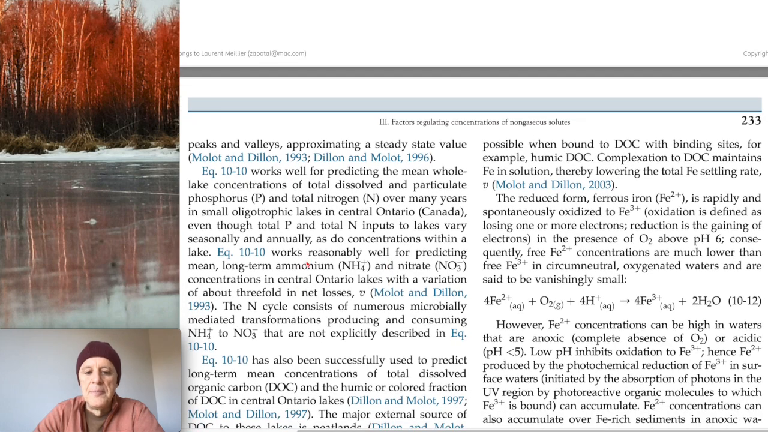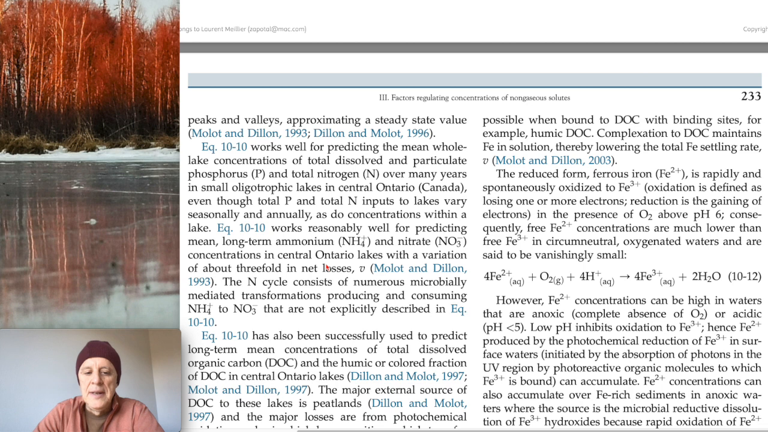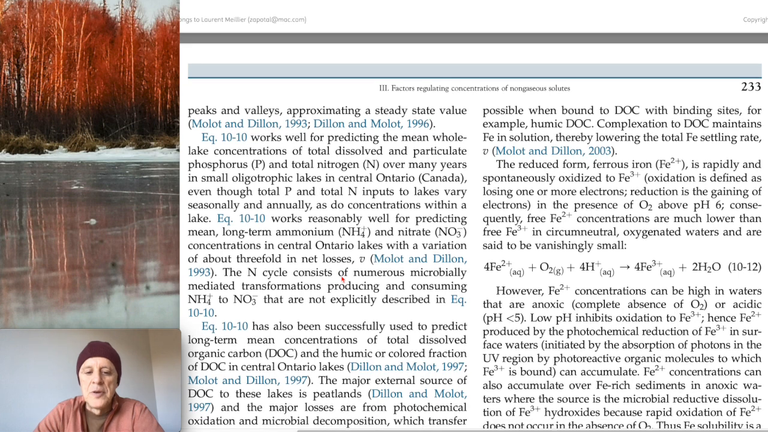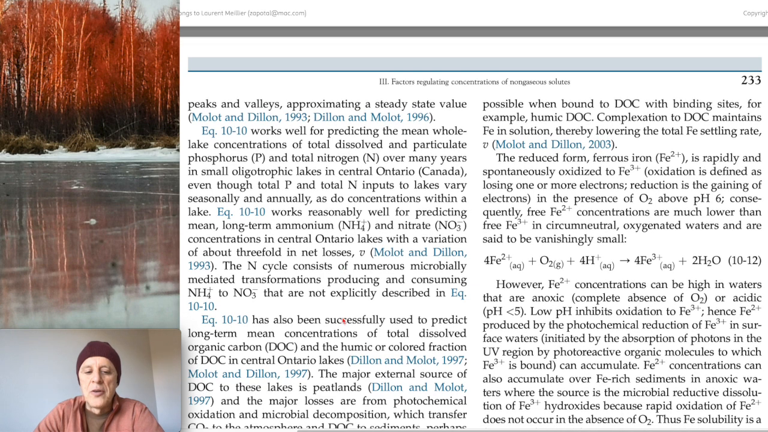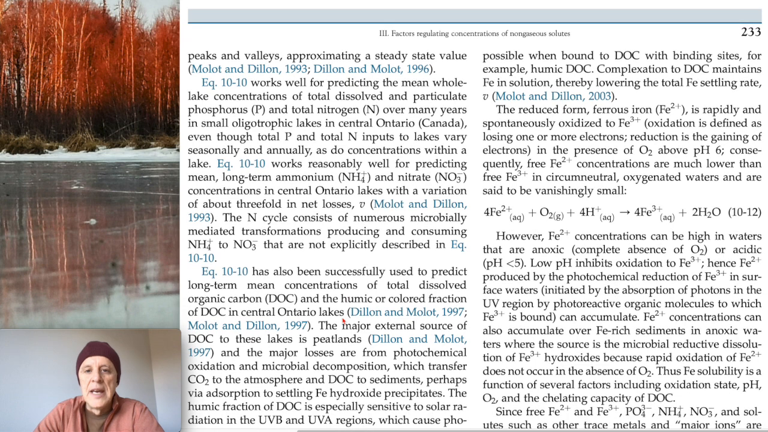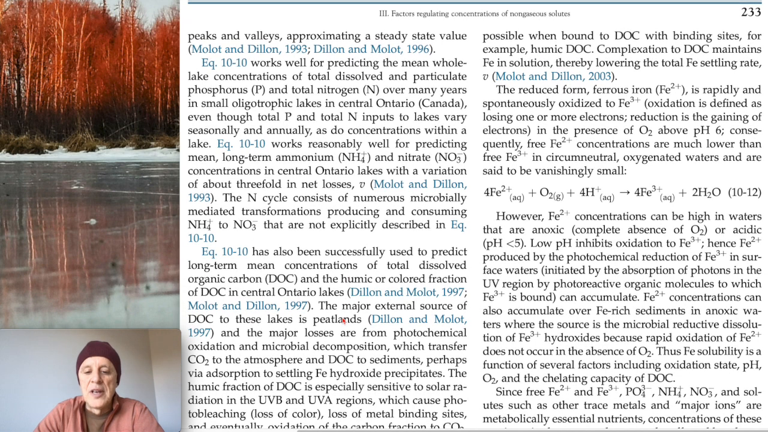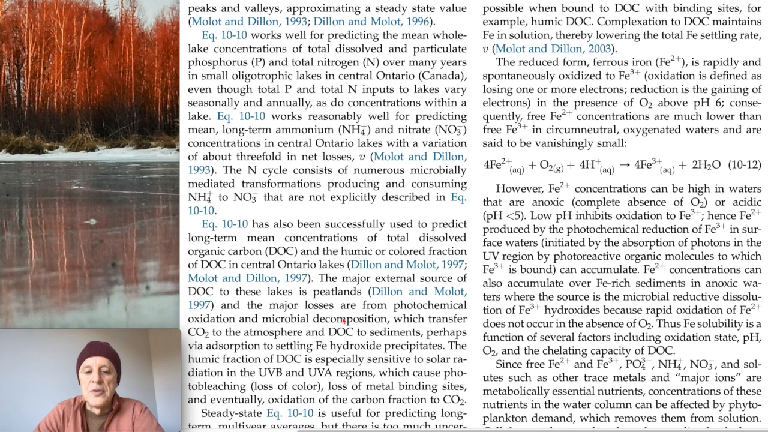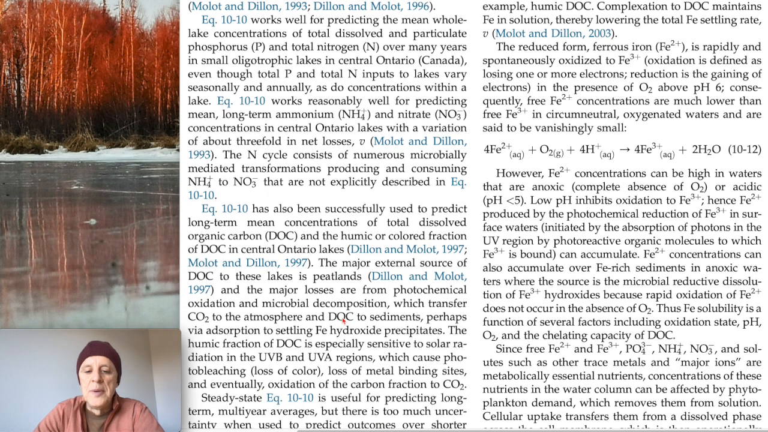Equation 10-10 works reasonably well for predicting mean long-term ammonium NH4+ and nitrate NO3- concentration in central Ontario lakes, with a variation of about threefold in net losses of V. The nitrogen cycle consists of numerous microbially mediated transformations producing and consuming ammonium and nitrate that are not explicitly described in equation 10-10. Equation 10-10 has also been successfully used to predict long-term mean concentration of total dissolved organic carbon and the humic or colored fraction of DOC in central Ontario lakes.